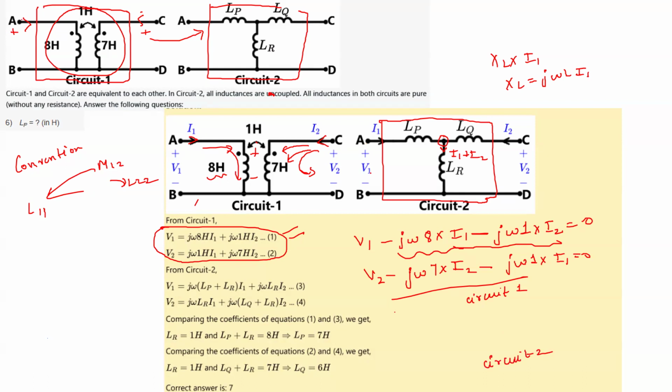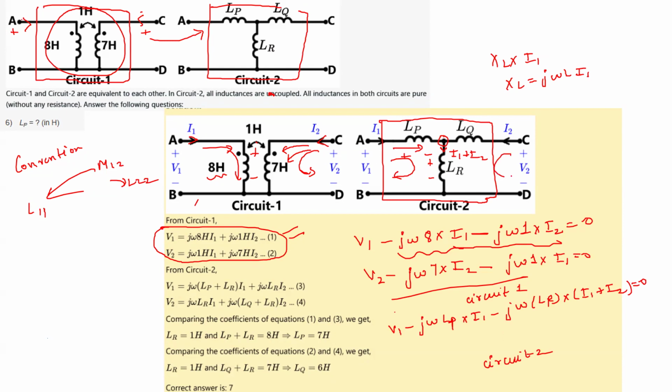So for circuit 2 it will be what? V1 minus j omega LP into I1, because it is dropping like this in the direction of current. Then in this it is minus j omega LR into I1 plus I2, because through LR both I1 plus I2 is flowing in this path, right? This is the KVL loop.